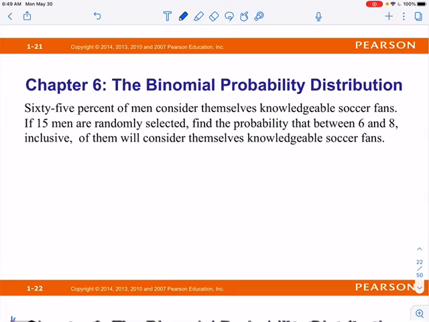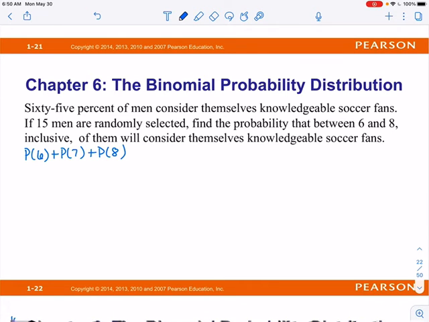So this one, because you're doing between 2 numbers, you cannot do the binomial CDF or the binomial PDF. Actually, I mean, you can do the binomial PDF, but you're going to have to do it 3 separate times. So we're going to have to somehow individually find the probability of 6, find the probability of 7, and find the probability of 8. So we want the probability of 6 plus the probability of 7 plus the probability of 8. So again, you can find the probability of 6, 7, and 8 however you see fit.